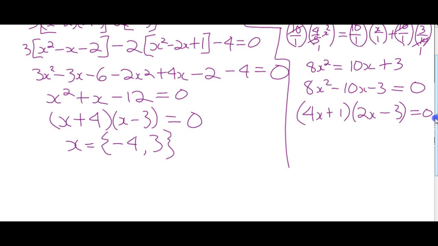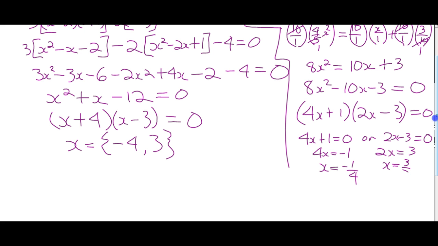Or, that's not how I roll, you say. So I know that either 4x plus 1 is equal to 0, so 4x is negative 1, and x is negative 1/4. Or 2x minus 3 is equal to 0, so 2x is equal to 3, and x equals 3/2. A little comma in between them, but all right, you need to do what you're comfortable doing and what will give you the correct answer. Okay?